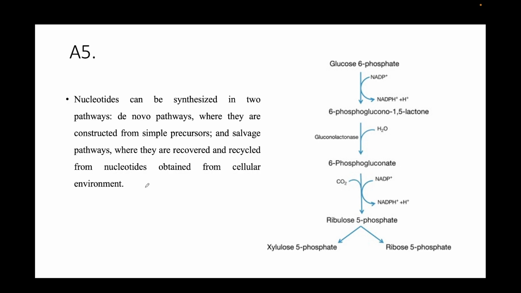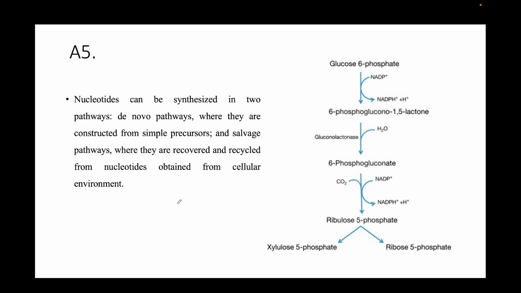At first, let's start from the basics. What is a nucleotide? A nucleotide is a combination of three things: one is the ribose sugar, second is the nitrogenous base, third is the phosphate group. If we combine only the ribose sugar and the nitrogenous base, then it will be a nucleoside. This is the basic thing, everyone knows about it.